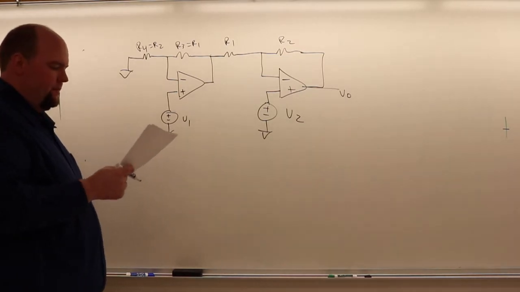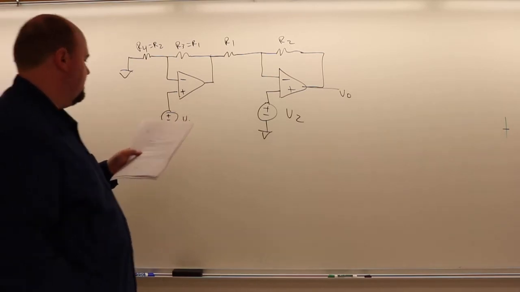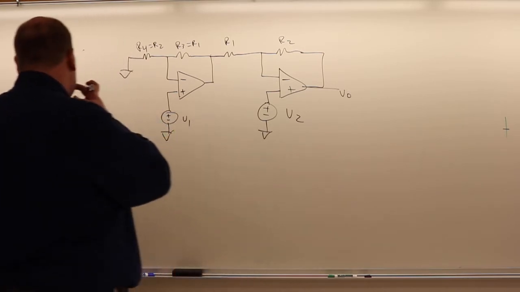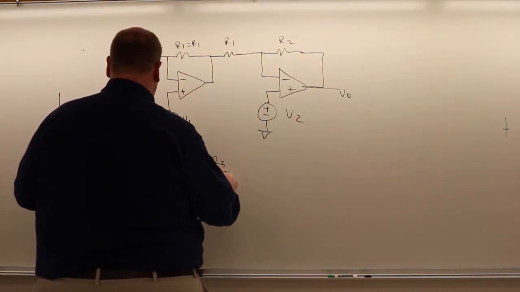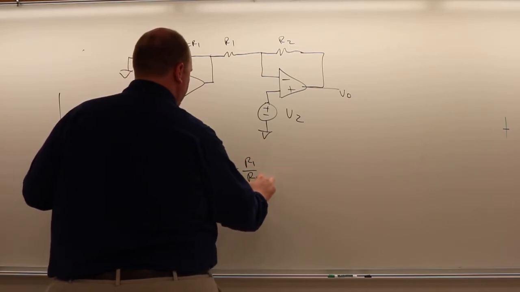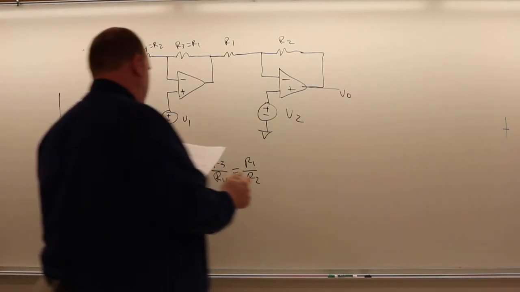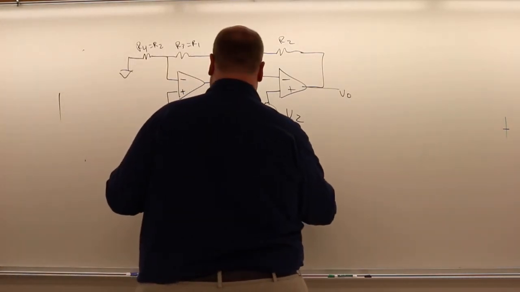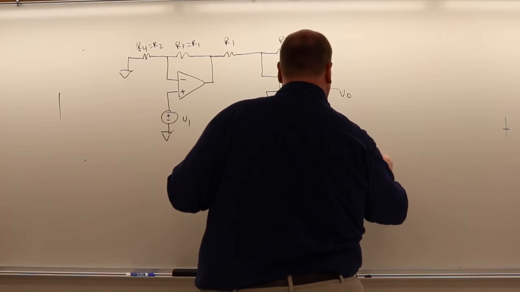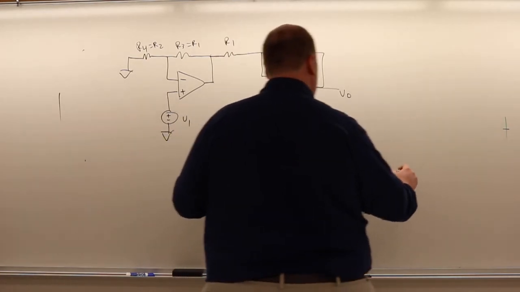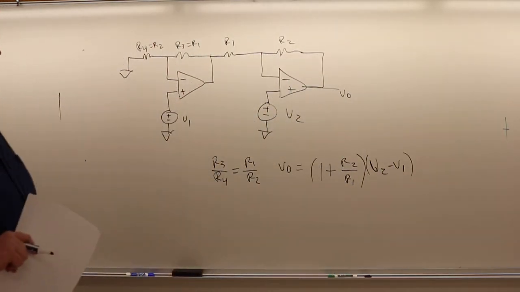So what is our overall transfer function for this? What is our overall system equation? In the case where R3 over R4 equals R1 over R2, where we maintain this ratio between these two, V out equals 1 plus R2 over R1 times V2 minus V1. There's a problem in the homework that has you prove this, has you go through the process of verifying this.